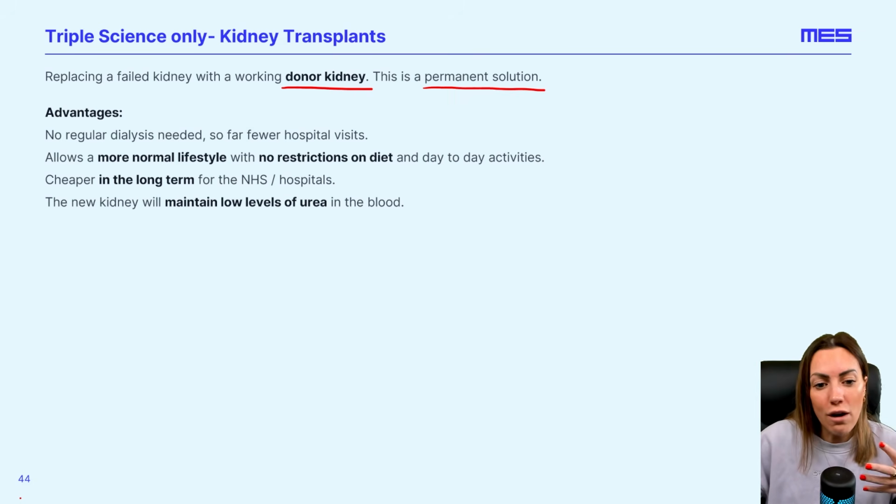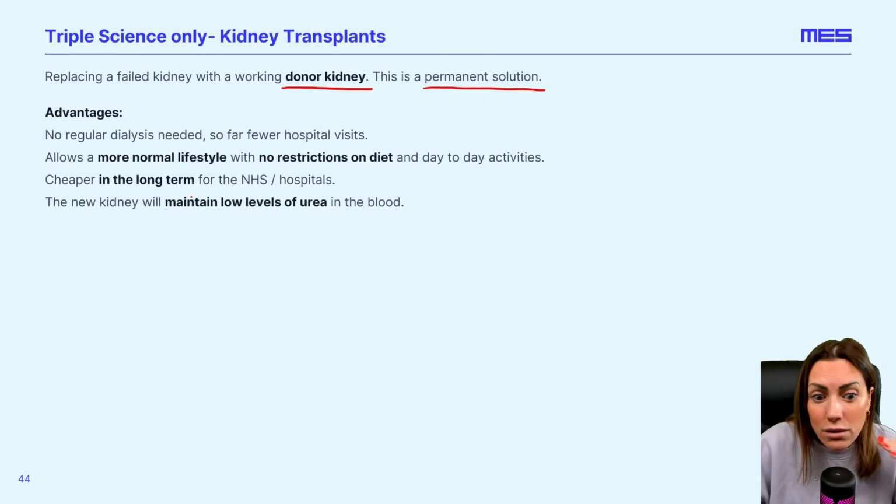So it's a one-off operation, right? You would not need to go to the hospital and have regular dialysis treatment. So there are far fewer hospital visits involved. If the operation is successful with the donor kidney, you can then lead a more normal lifestyle. You would not have to restrict your diet or restrict your day-to-day activities.